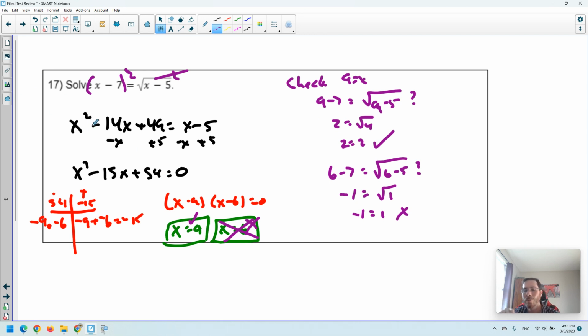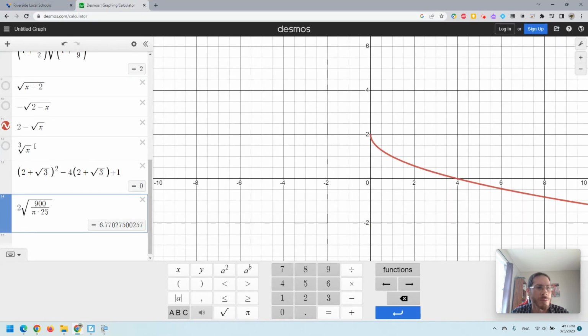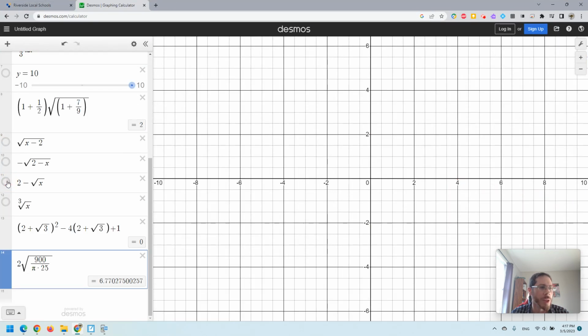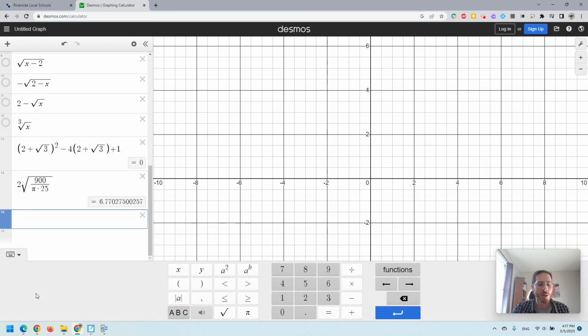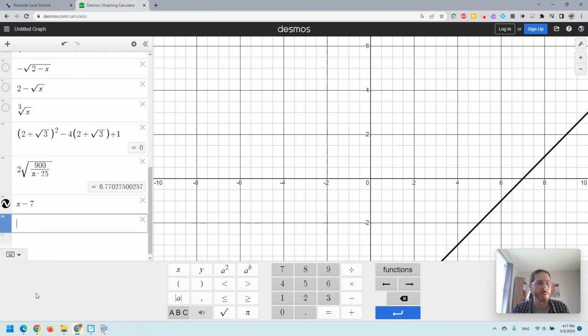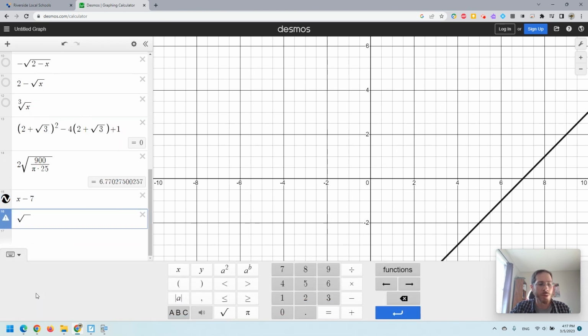Again, it's a solve question, so if you want to plug them into your graph, you can definitely plug them into your graph. x minus 7 for y1, radical x minus 5 for y2. Let's throw them in. Let's see what we get. So x minus 7, square root x minus 5. And we could see, yeah, here at 6, we get 1 and negative 1.